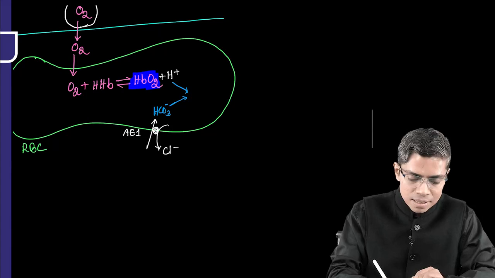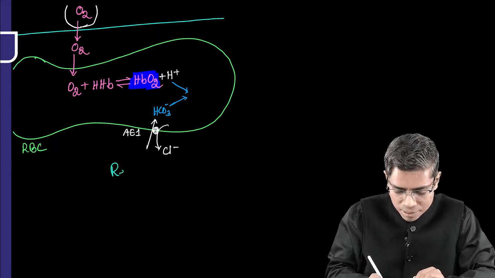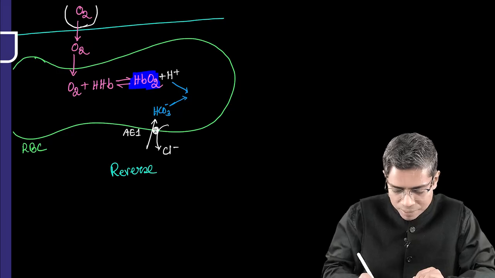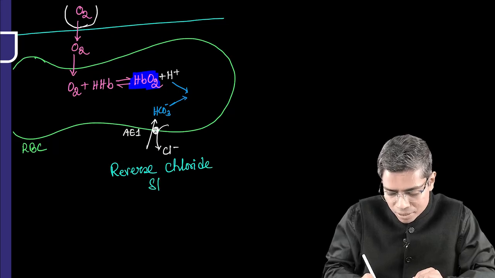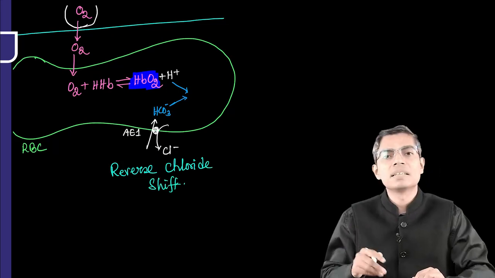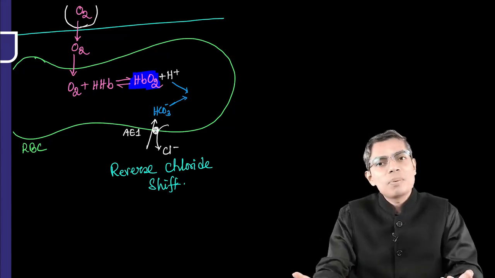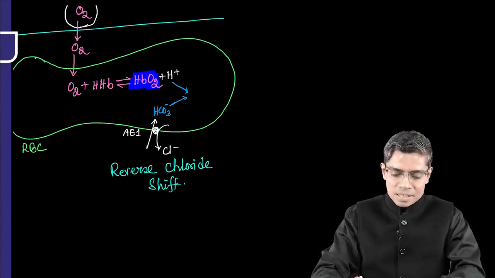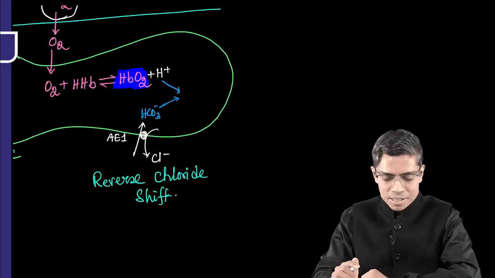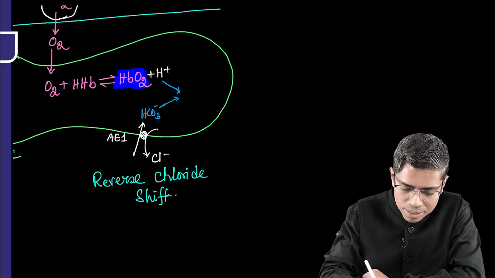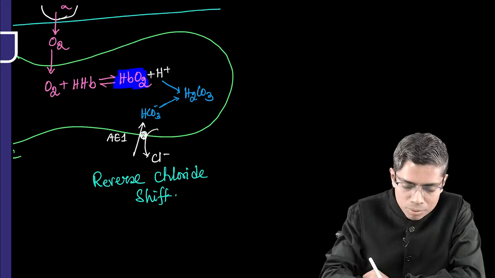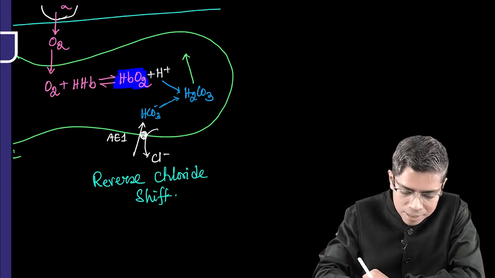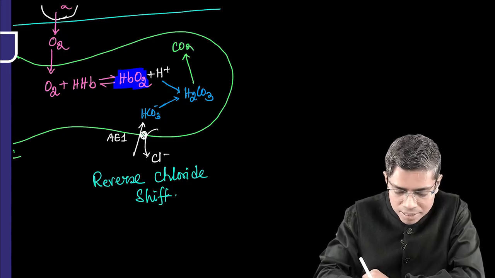This process is known as reverse chloride shift phenomenon, at the level of lung or at the level of arterial blood, right? So whenever this bicarbonate is entering inside the RBC, this bicarbonate is going to react with the H plus ion. So again this carbonic acid will form, and now the carbonic acid will divide into carbon dioxide and water. Getting my point?